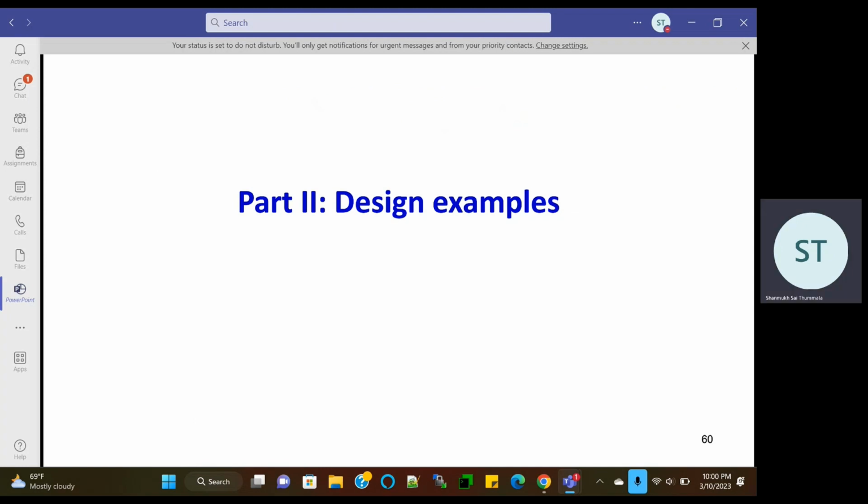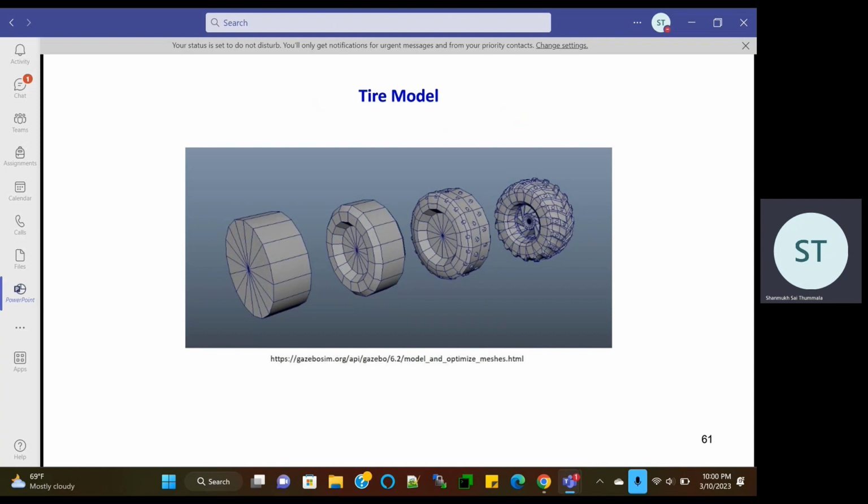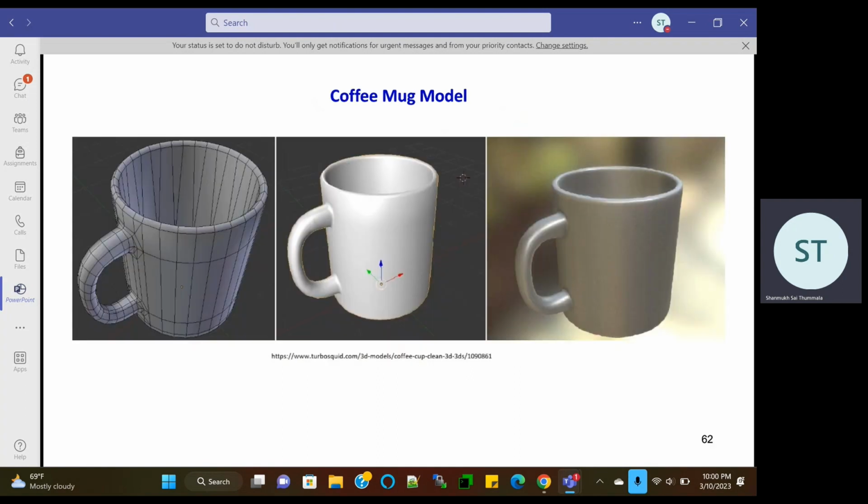Coming to the design examples, we here see 2 design examples. First one is the tire model, which is implemented using the mesh-based methods, and the next one is a coffee mug model, as shown in the figure. From now, next, Kyle shall continue explaining the GM lab. Thank you.